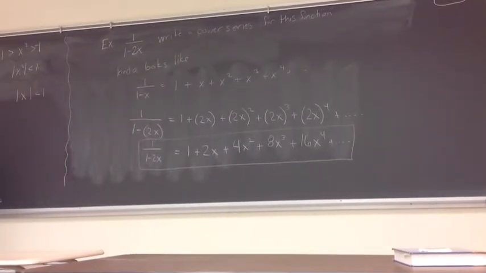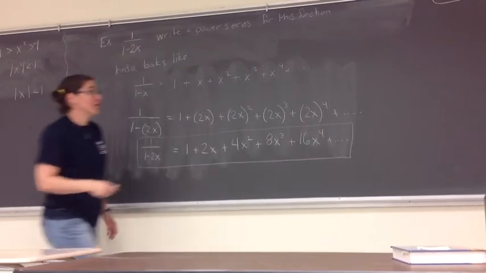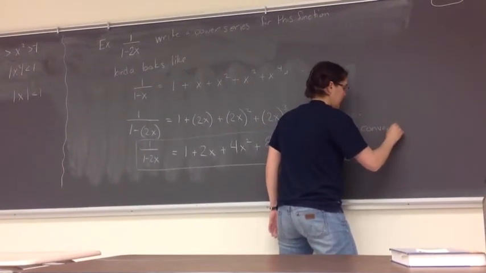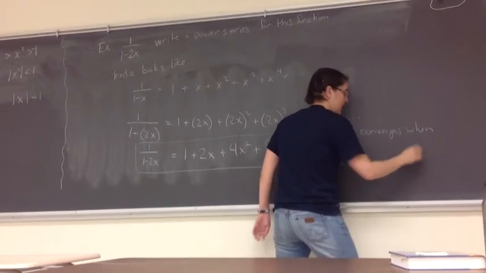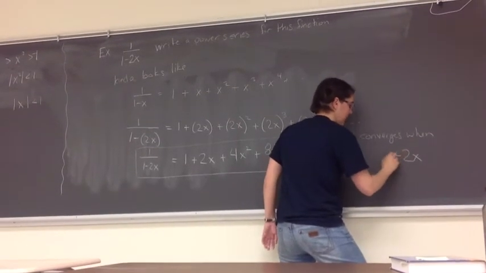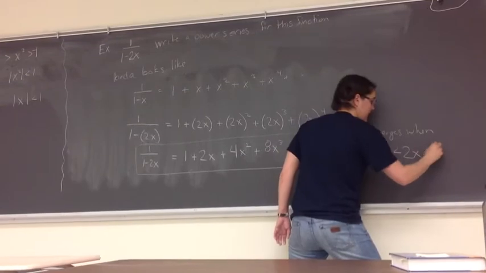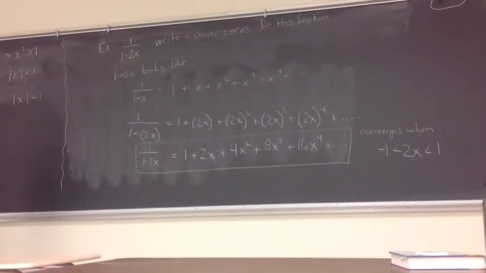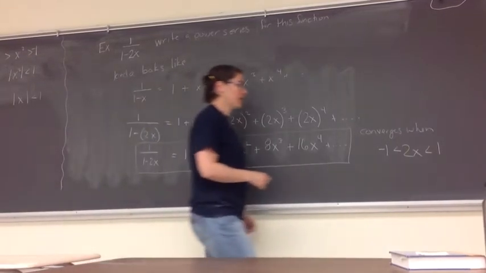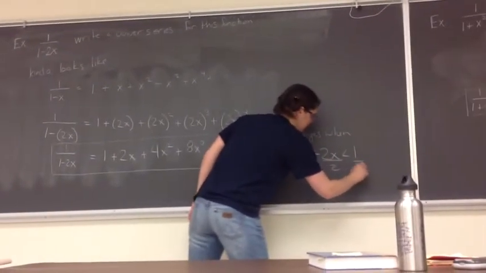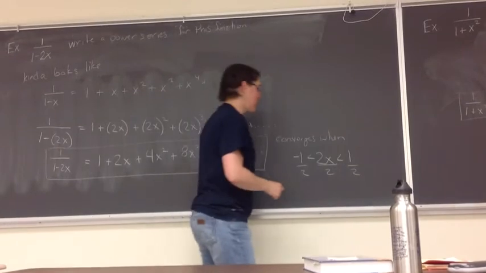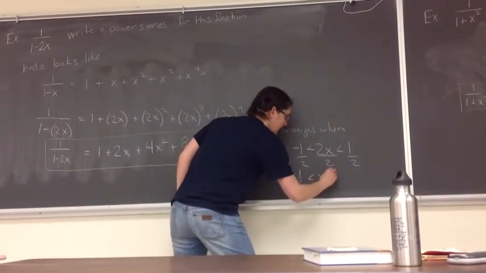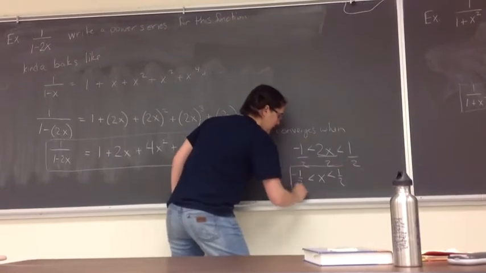And this one is going to converge when our stuff, which is 2x, is between negative 1 and 1. And this one is way easier to solve for x. So I can divide everything by 2. And I end up with: converges when negative 1/2 is less than x, which is less than positive 1/2.